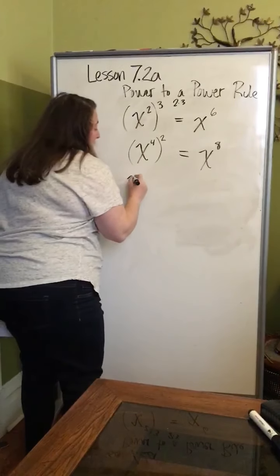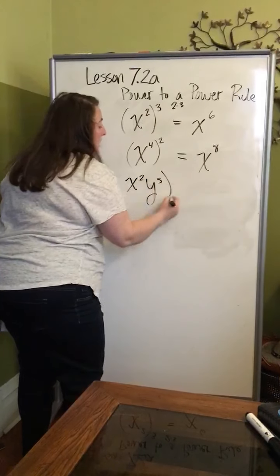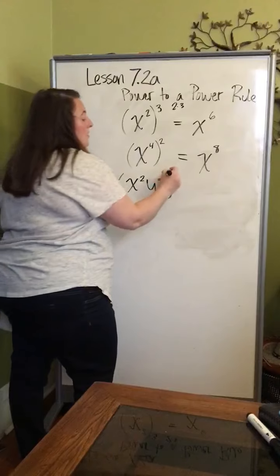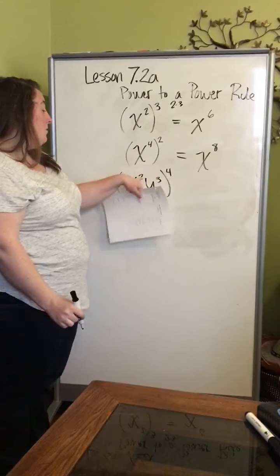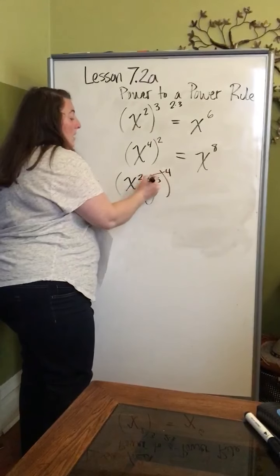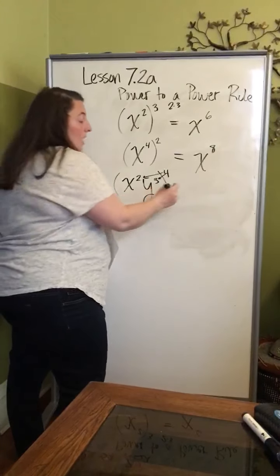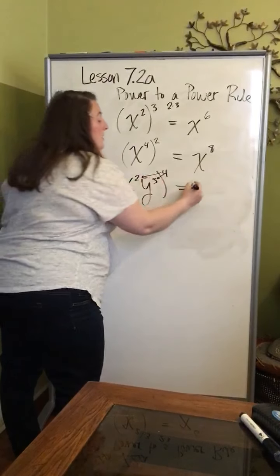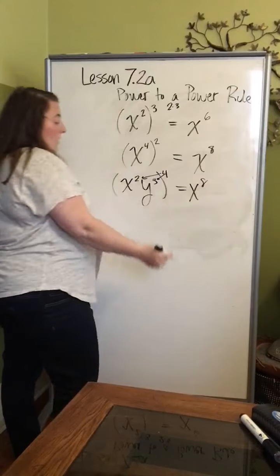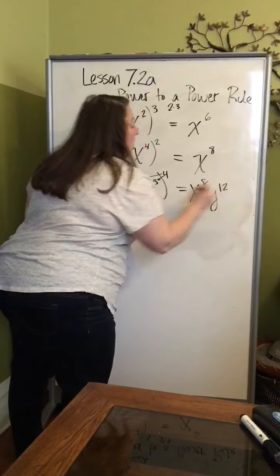So, for example, x squared, y to the 3rd, and then all of that is to the 4th power. Well, you don't just do it once, you do it to anything that's in there, okay? So you're multiplying the power with any other exponent that's in there. So this becomes x to the 2 times 4 is 8. And then y to the 3 times 4 is 12.